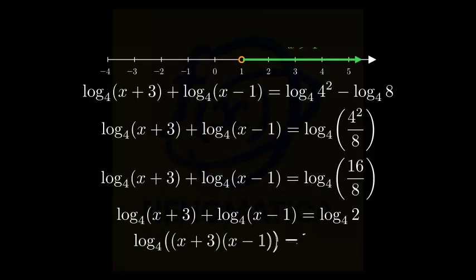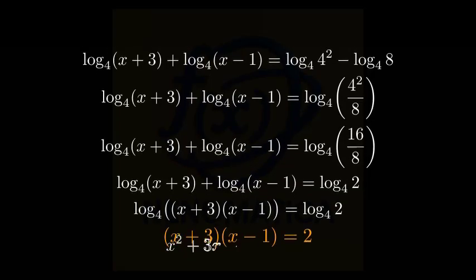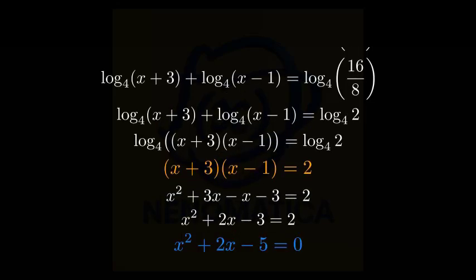Step 5. Use the product rule on the left side. The sum of logs equals the log of the product. Step 6. By the one-to-one property of logarithms, if log base 4 of a equals log base 4 of b, then a equals b. So left argument equals right argument. Step 7. Expand and rearrange into a standard quadratic equation.